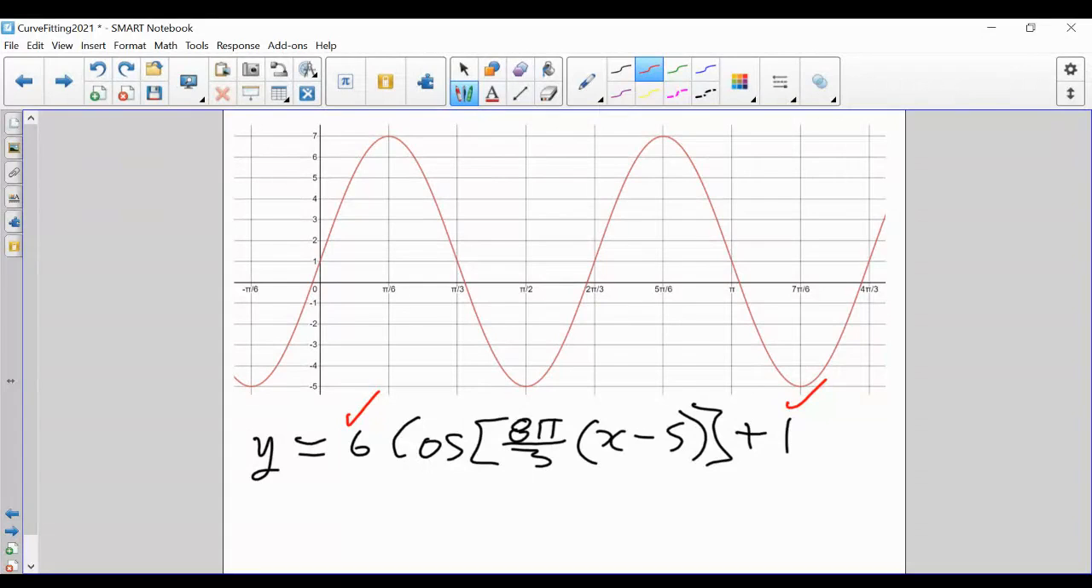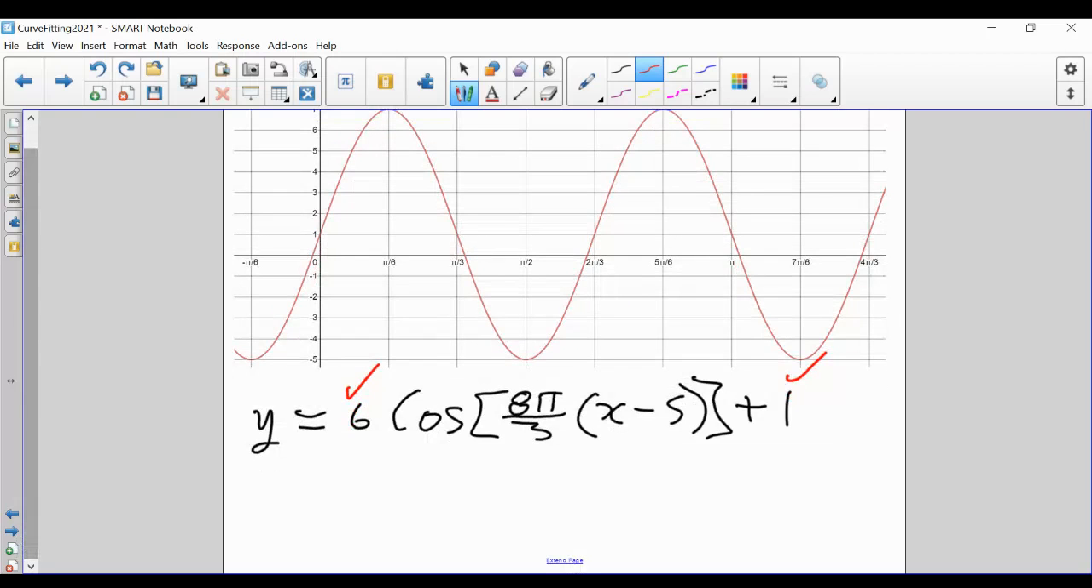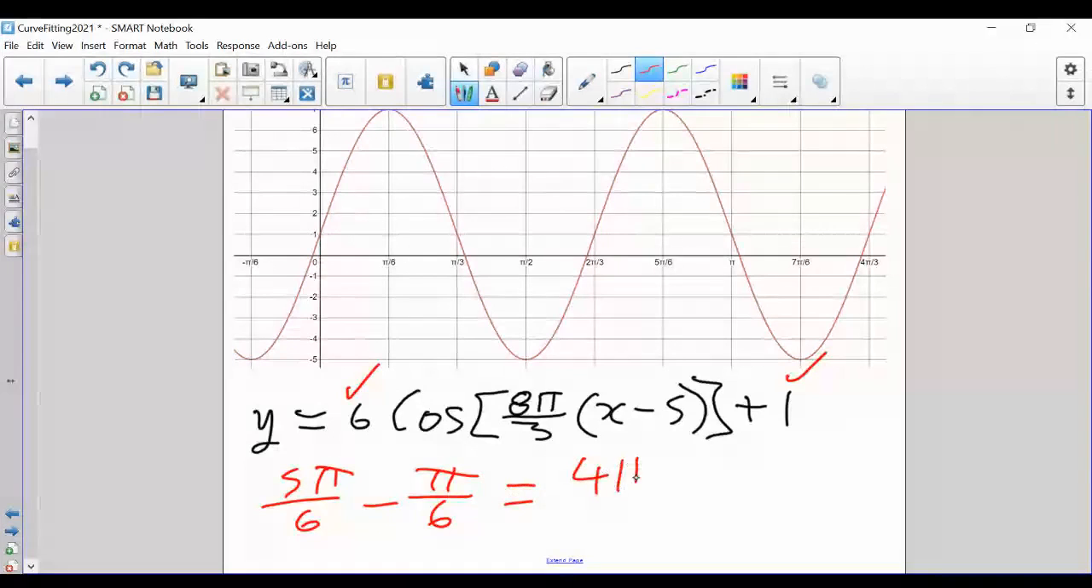Pi over 6 minus 5 pi over 6. Okay, so let's do that, because I agree with that, by the way. So let's do it the other way around, so it can be positive. So 5 pi over 6 minus pi over 6. Okay, so hold on, hang on a second. What is that result, by the way, first of all? 5 pi over 6 minus pi over 6. That would be 2 pi over 3, or 4 pi over 6, which is equal to 2 pi over 3. I agree.